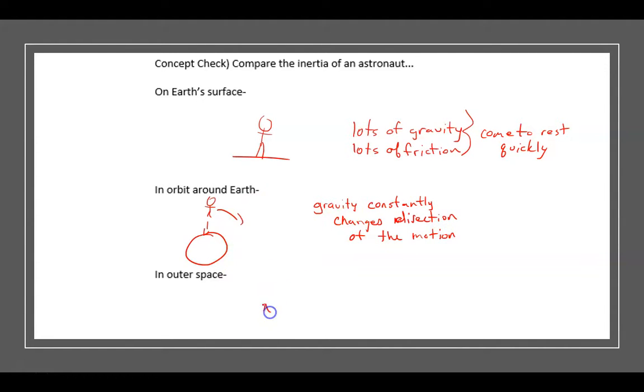If you're completely in outer space, with very little gravity, it's going to keep on going and keep on going at a constant velocity. Maintain constant velocity.